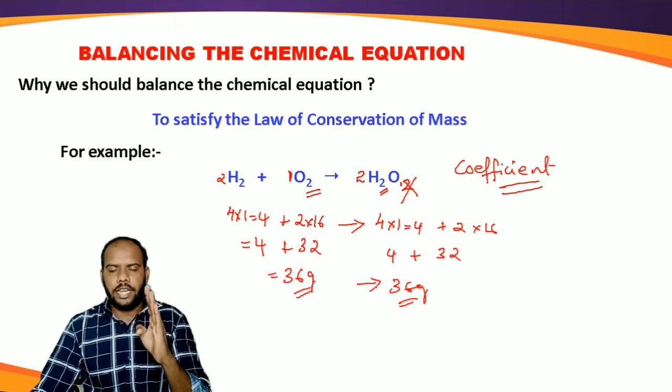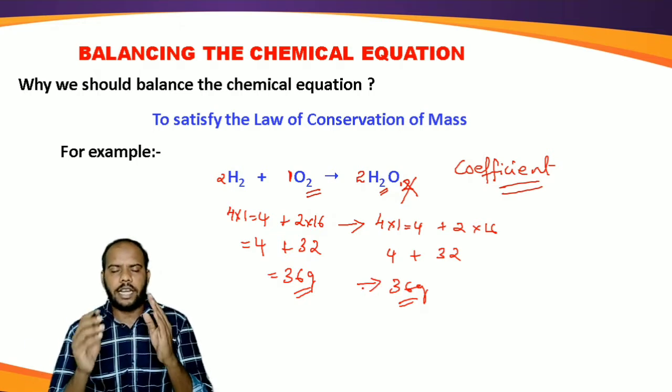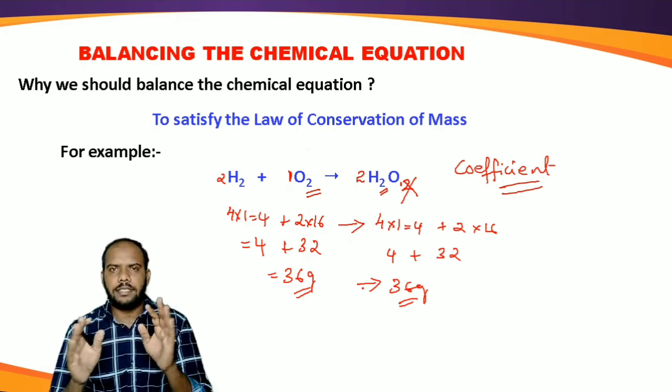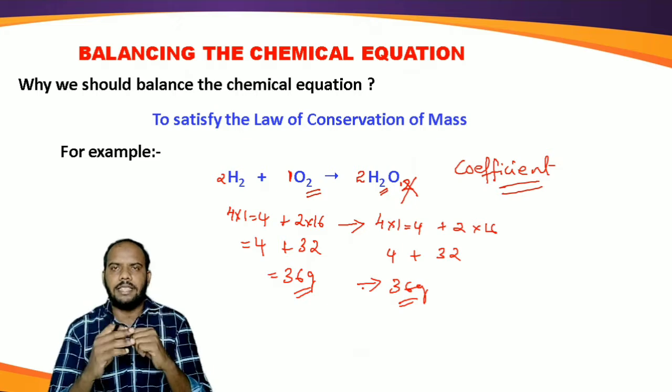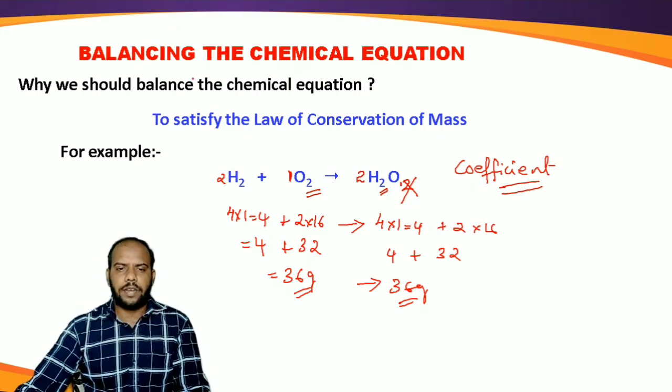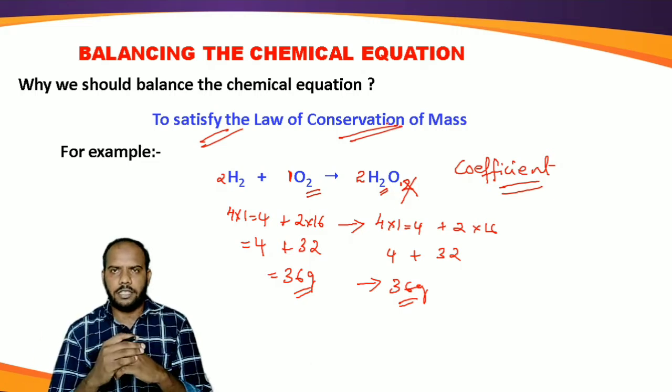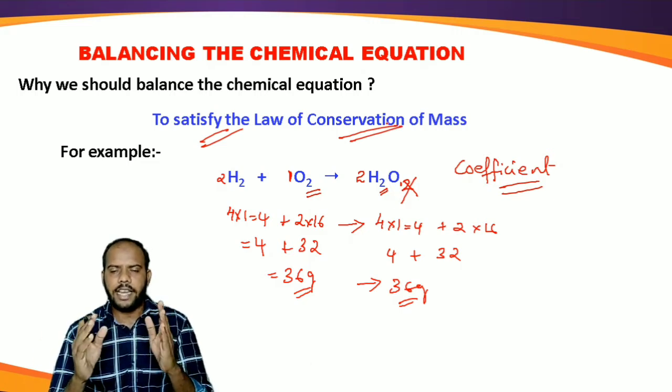Yes. Now it makes sense. Mass is conserved: before and after the reaction, there is no change in the mass, they are equal. Then it is satisfied. What is satisfied? The law of conservation of mass is satisfied. Got it, children? So the main aim of balancing the equation is to satisfy the law of conservation of mass.